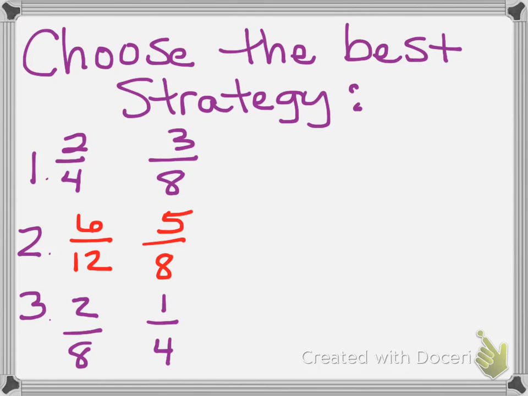Here, students, you're going to do these 3 problems comparing the fractions, and choose the best strategy and be ready to explain yourself. So the first one is 2/4 compared to 3/8. Number 2 is 6/12 compared to 5/8. And number 3 is 2/8 compared to 1/4. Please make sure you're trying to choose different strategies and don't always draw the model. Practice using the other ones that we've been working on. Thank you.